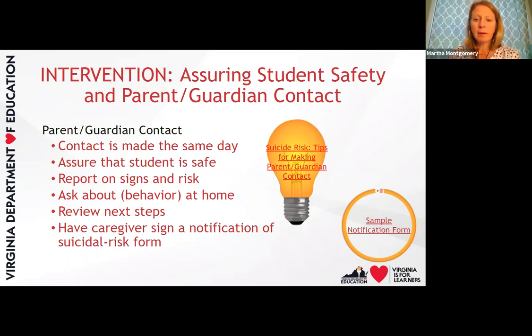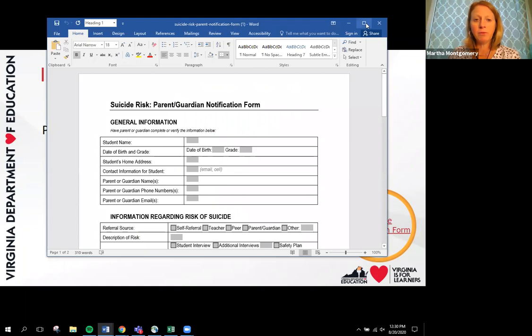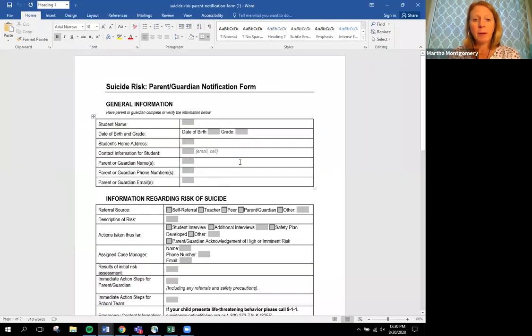We've also created a sample notification form. This is on our webpage, and it's pre-fillable, and it's just a way of documenting what's been done in terms of the suicide risk assessment. And if you're making phone contact with a parent, this might be a really good way to structure what you share with a parent, because it offers that information.